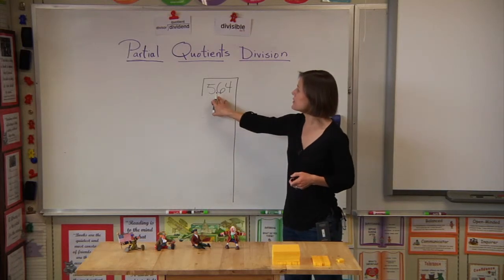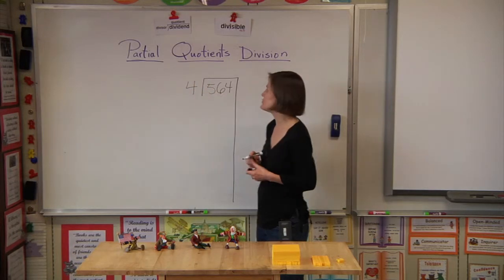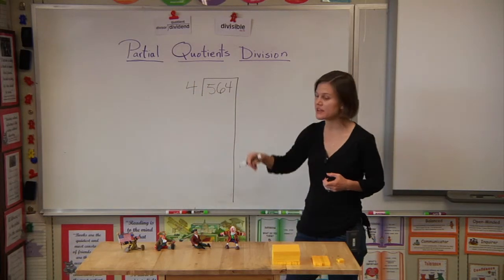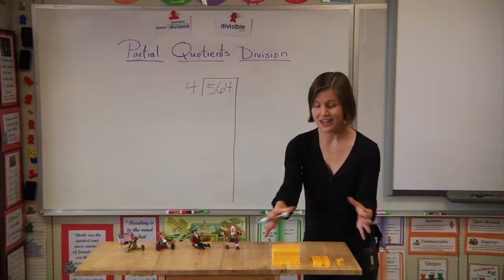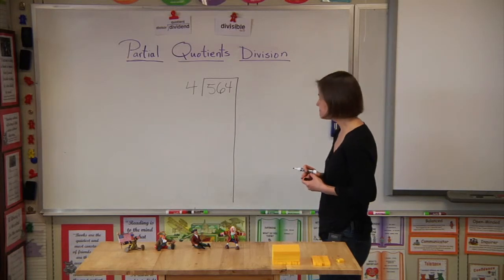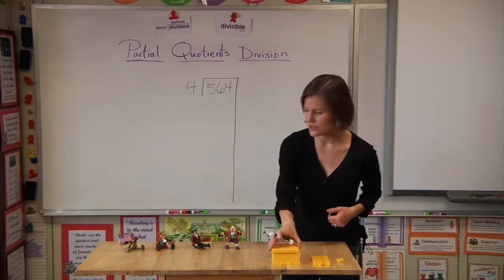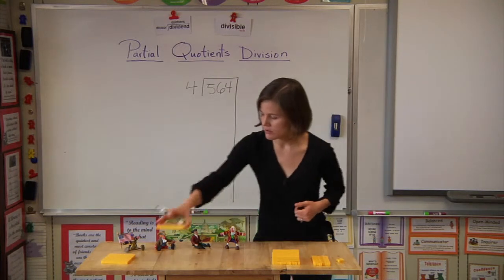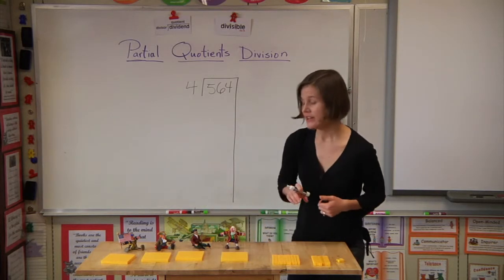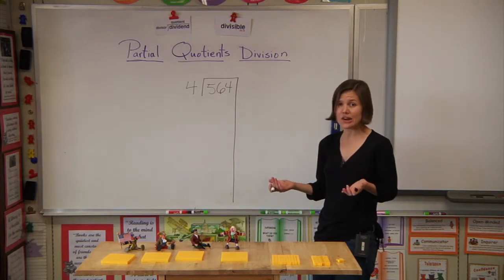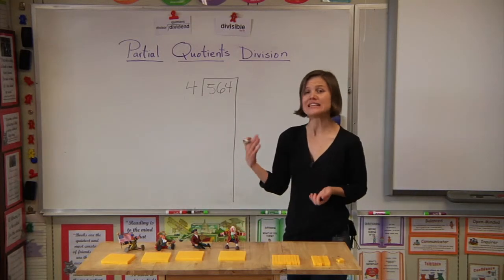So 564 goes underneath, and then next to it, we've got the number of equal groups that we're trying to make. Remember, it's 4 because we've got 4 founding fathers who are sharing Ben Franklin's stash of chocolate. So we started out passing out whole bars of chocolate. Now that's really a great way to start because each of these is worth 100, and 100 is a nice friendly number that's easy to multiply.